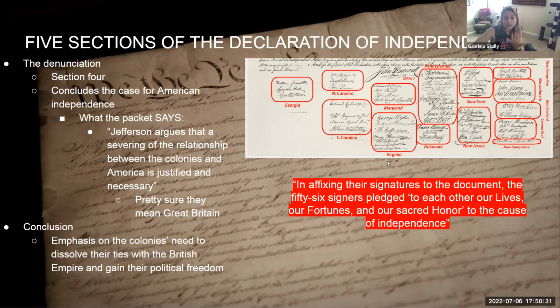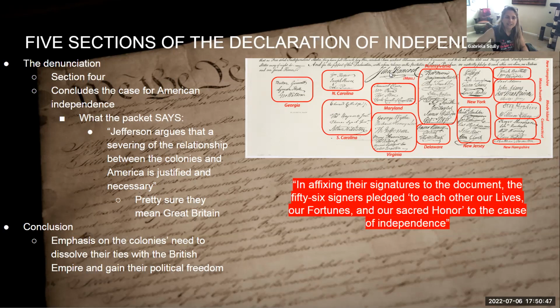And I only found this because I Googled signatures, because it said they signed it. So here's all the Pennsylvania people and New York people and whatever. Here's the rest of the Massachusetts people. Here's John Adams, and look at Paine and whatever. And then here's John Hancock also.